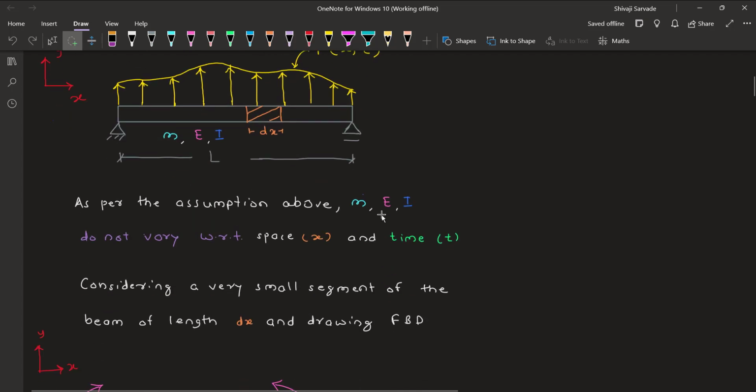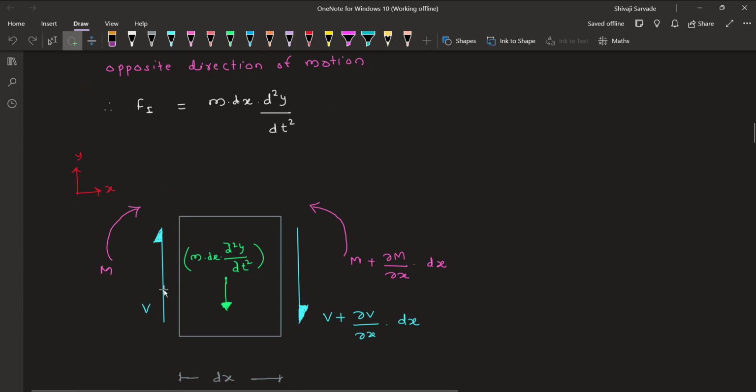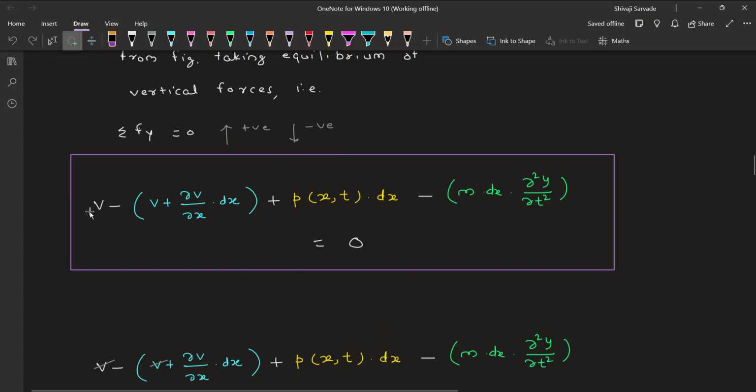If we establish the equilibrium, we have this shear force at the start of the segment acting upward, that is the only positive force. The rest two of them will be acting downward, so we'll have to treat them negative. So V is the shear force at the start of the segment which is acting upward. This is the shear force at the end of the segment acting downward with this incremental increase over the span dx, and we have this P(x,t) for the span dx acting in the upward direction. That's why we'll treat this as positive.